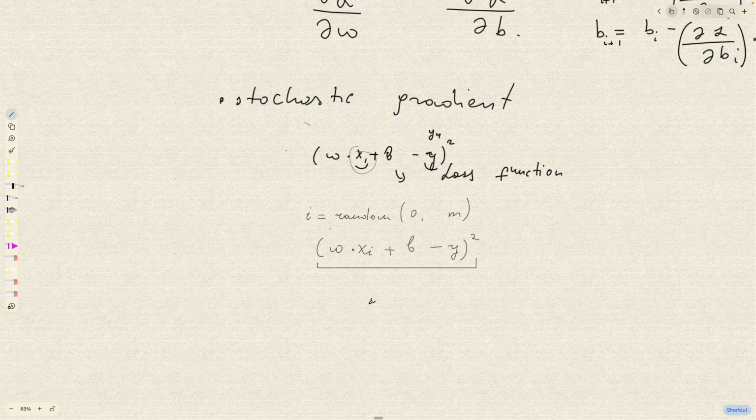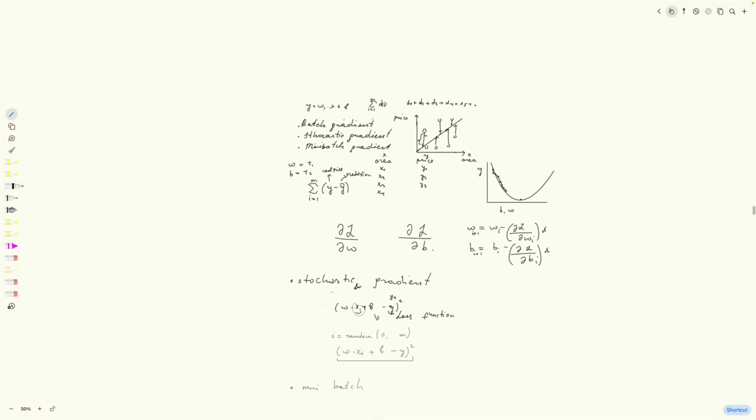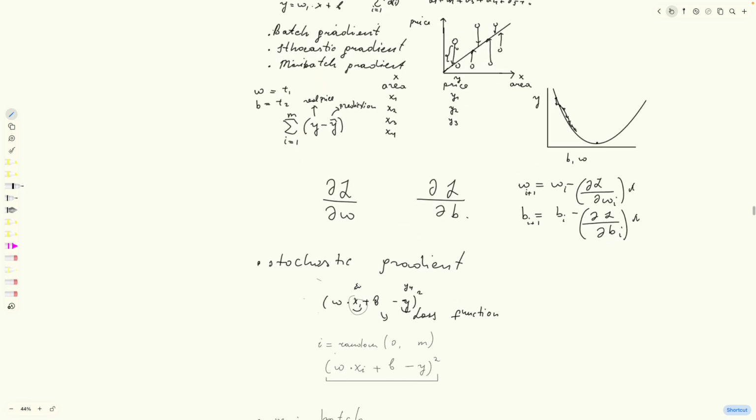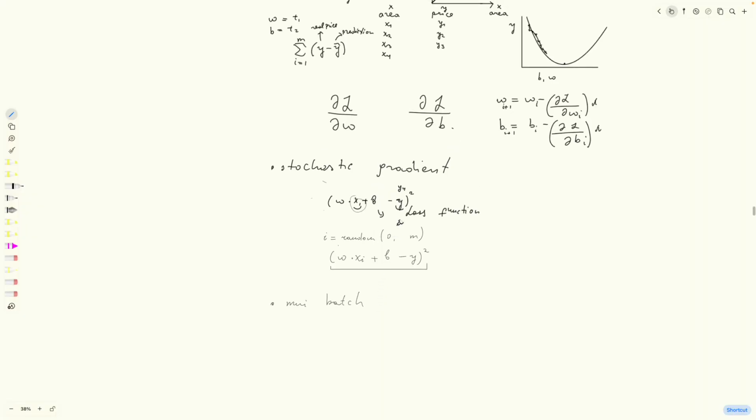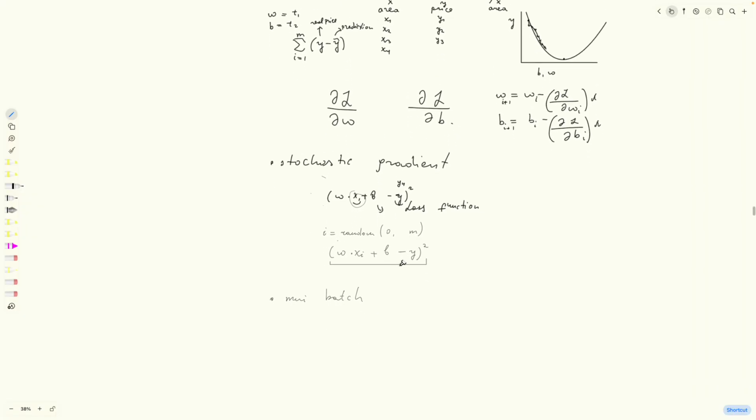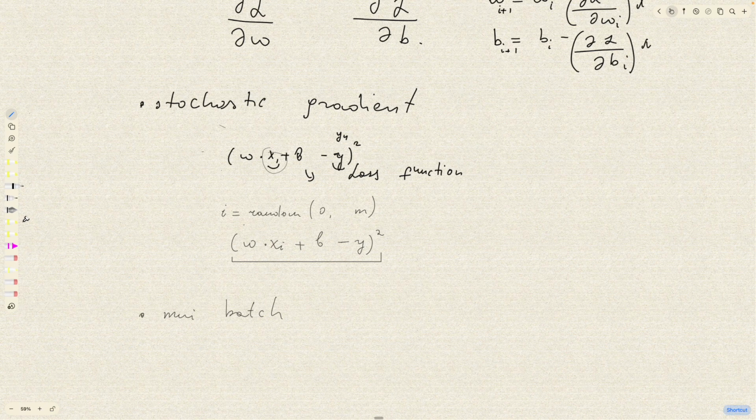And lastly, what is batch, mini-batch? Mini-batch is something in between stochastic gradient descent and batch gradient descent. So we had this sum here. Let's go back to, I actually shouldn't have deleted it.